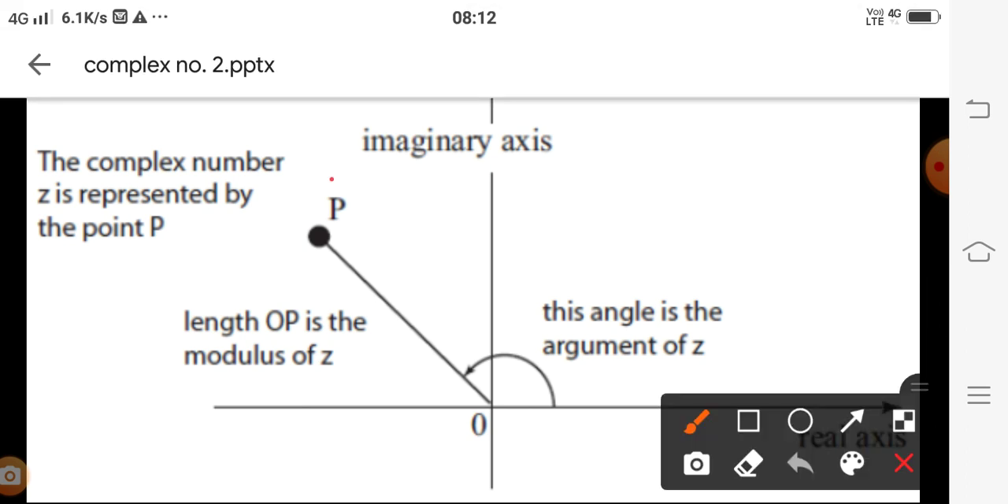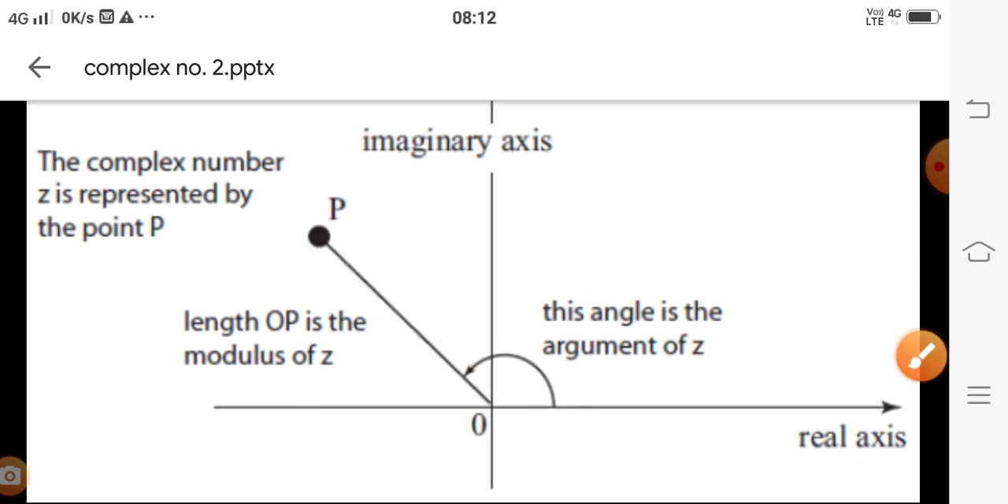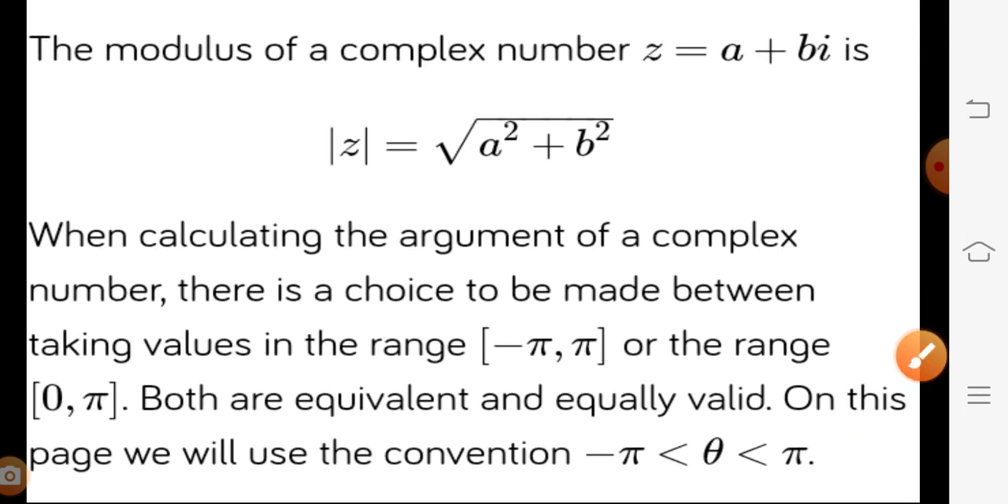Now let us observe here. If you take any complex number and join it with the origin, we get a length OP, and this length OP is the modulus. And if you consider the angle, this angle we call theta, with the positive direction of the x-axis.